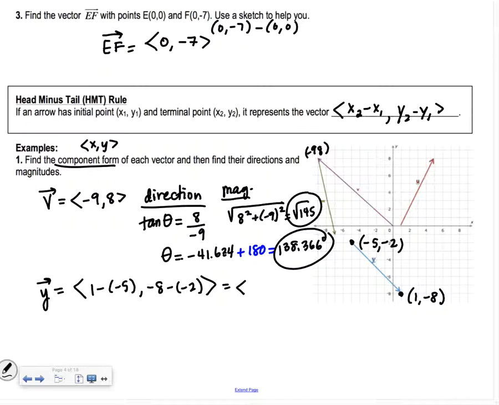So I end up getting 6, comma -6. Okay, so think about that. If I started from 0, 0, and I went over 6 and then down 6, does that look like it goes in the same direction? Has kind of like the same slope as the other one? That's the way you can always check. Does it look the same?